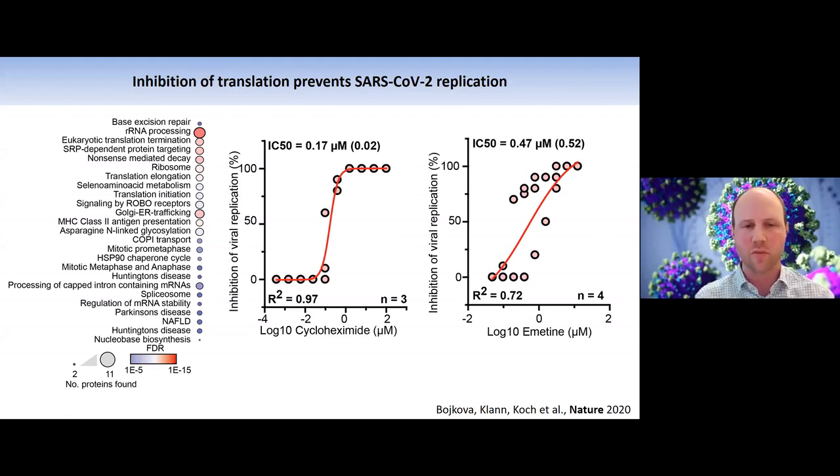And then we were wondering if we perturb translation in the cells upon infection, whether that could affect viral replication. And indeed it did, using drugs like cycloheximide and emetine, both blocking cytosolic translation. You see here an inhibition of viral replication at below micromolar IC50s and at concentrations that were non-toxic to the cell.